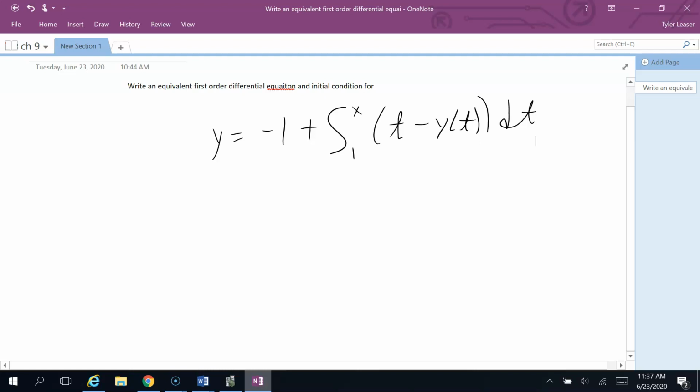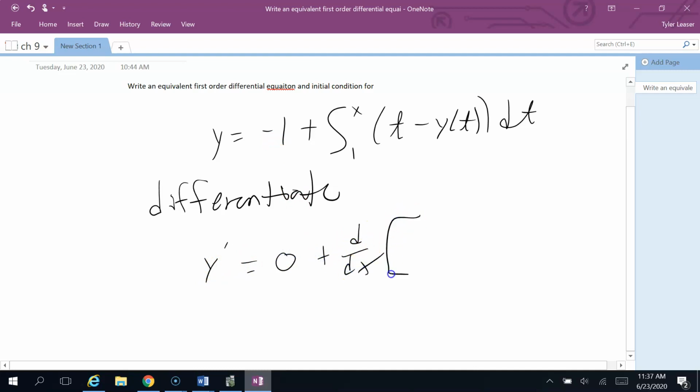All right, so if we want this to be a differential equation, we're going to differentiate both sides. When you differentiate the left-hand side with respect to x, of course, you just get the derivative y prime. You could also write that as dy/dx. When you differentiate the right-hand side, -1 just goes to 0. Plus, then we're going to take the derivative of this integral that we have written up top here.